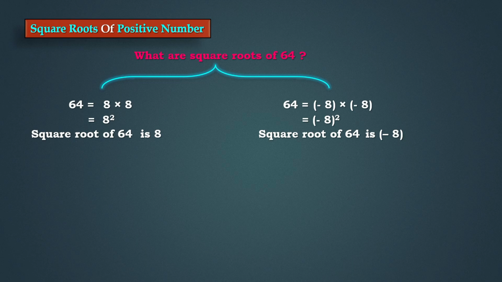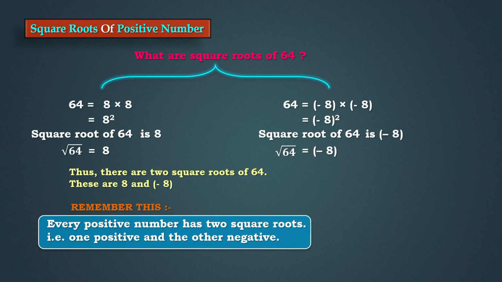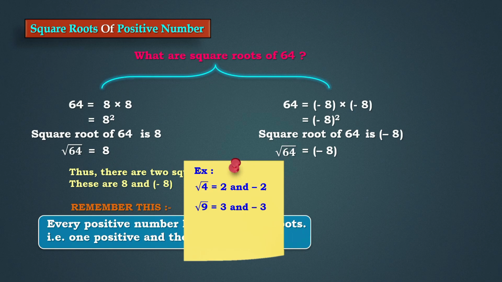Let us look at a few more examples. Square root of 4 is 2 and minus 2. Square root of 9 is 3 and minus 3. Square root of 16 is 4 and minus 4. Square root of 25 is 5 and minus 5. So always remember, every positive number has two square roots, one positive and one negative.